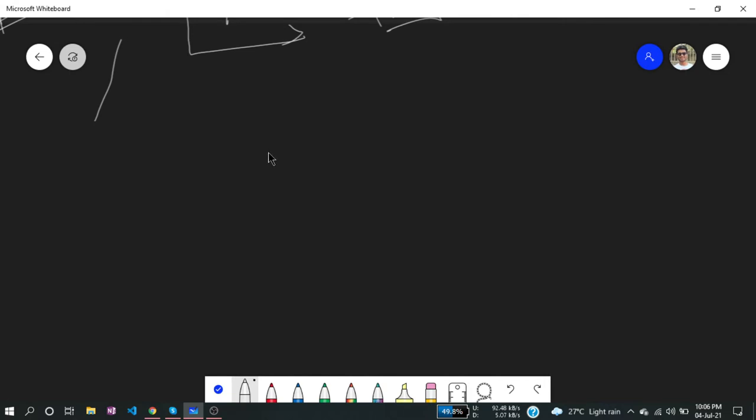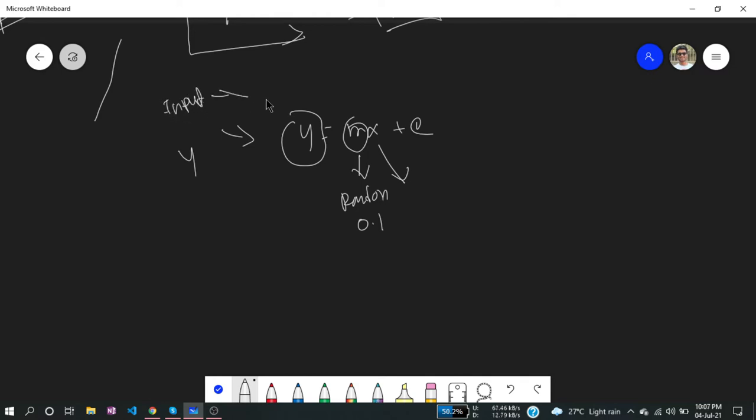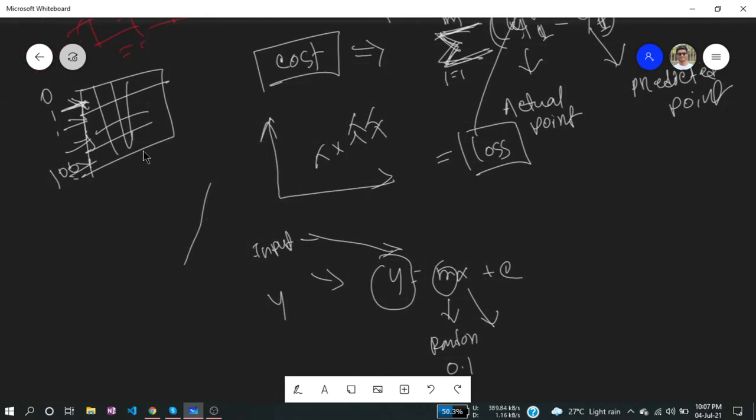So what is our prediction formula? Our prediction formula is y equals mx plus c, right? We are trying to calculate this y at the end. And m is your slope. At the initial point, your slope would be a random value, suppose 0.1. And x means your input feature, whatever input you are getting from the data set.